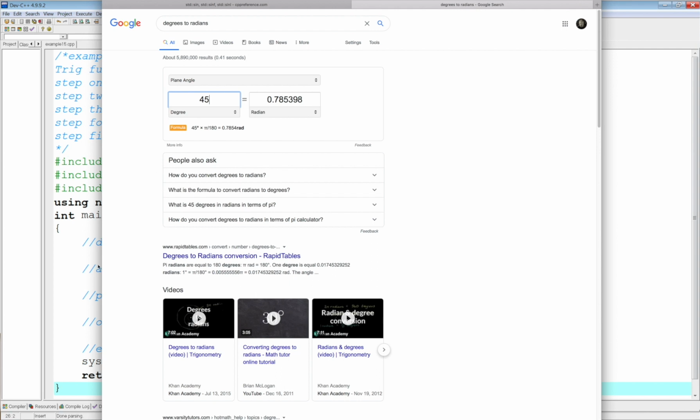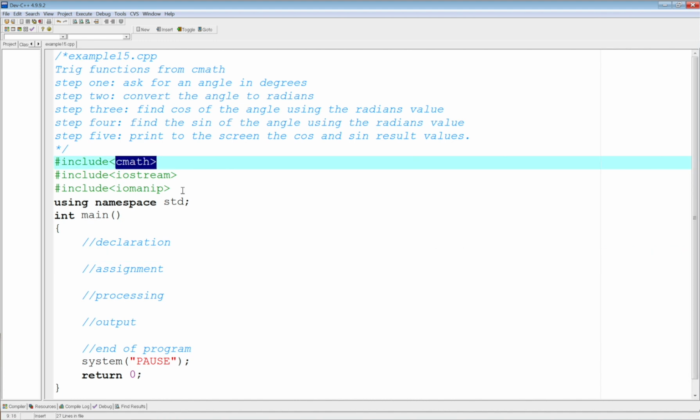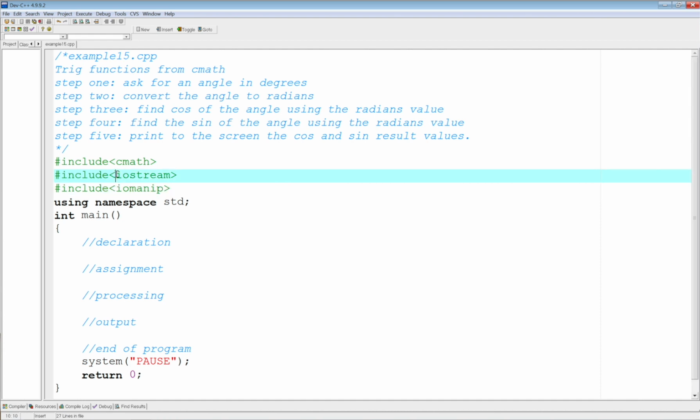So the key now is, what are the things we're going to need for our program? Well, we definitely need CMath, so we will have access to sine and cosine. I'm going to also need IOmanip, so I can round the results to 1 or 2 decimal points. And at the same time, I need IOstream, so I can write a program that uses the keyboard and the screen for an interactive runtime program.